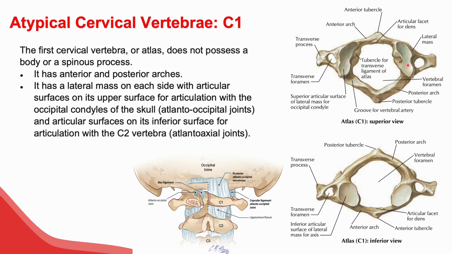These articular surfaces articulate superiorly and inferiorly with bone. On the superior surface, the articular surface articulates with the occipital condyles of the skull, forming the atlanto-occipital joints. These right here are the occipital condyles of the skull. Then the articular surfaces on the inferior surface articulate with the C2 vertebra, known as the axis, forming the atlantoaxial joints.